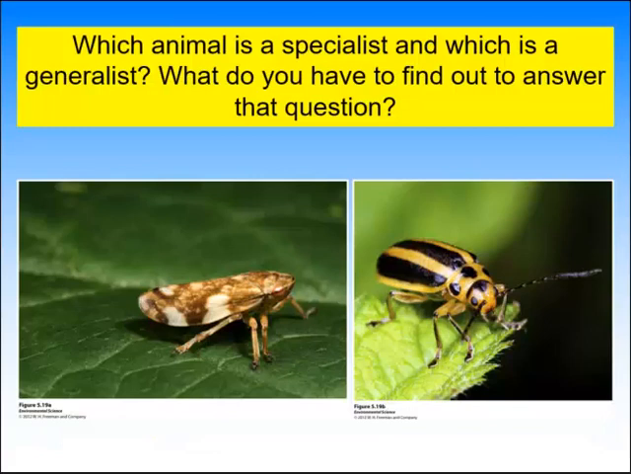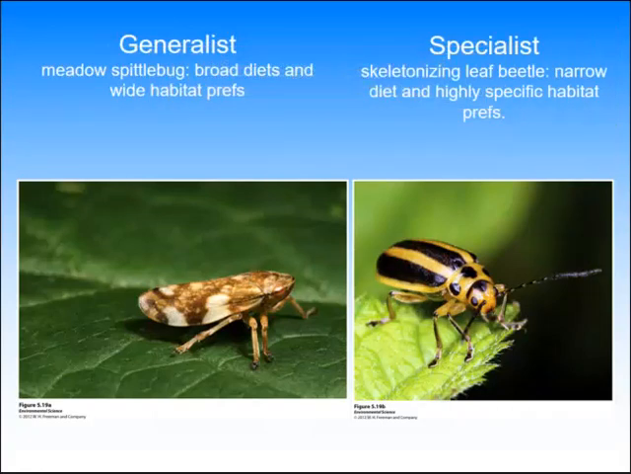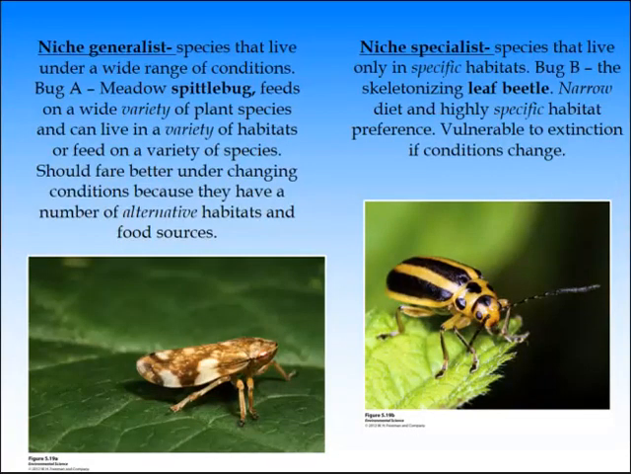Okay, so which animal here do you think is a specialist and which is a generalist? Well, you shouldn't be able to tell. You should have to ask me a couple questions for you to be able to answer that question. What are the questions that you would ask me in order to determine if this one or this one is the specialist? What would you ask? Pause and think about this. Okay, good thinking. So you should have asked me something about how picky they are with their diet. You should have asked me something about how picky they are with their habitat. That's the type of stuff you should have been thinking about.